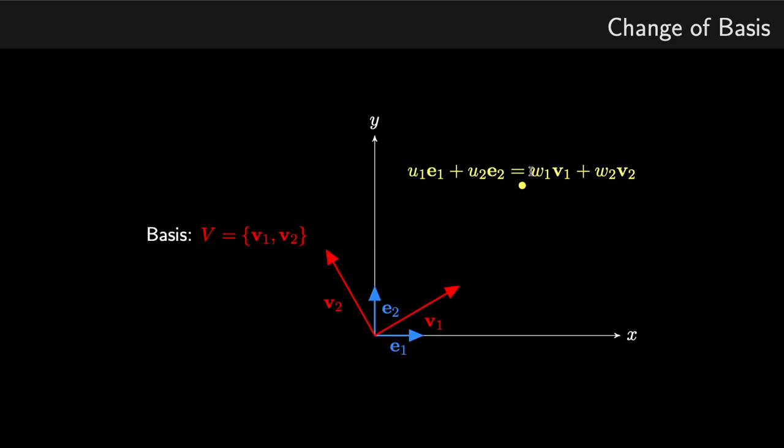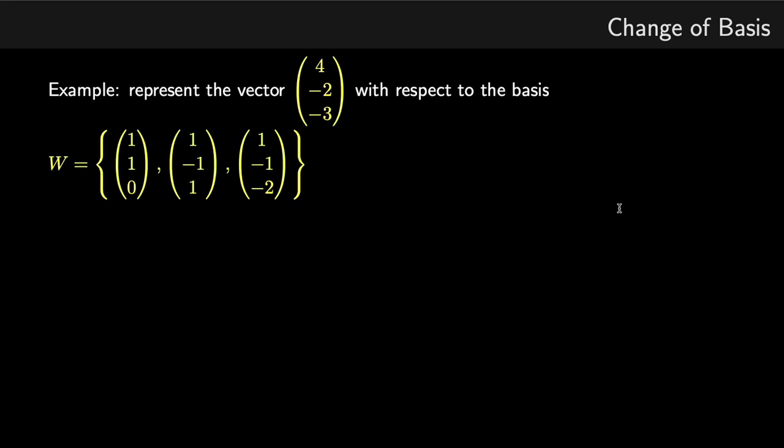Okay, so you can see the left hand side of this equation is represented with respect to the standard basis E1 and E2, and the right hand side is the same point represented with respect to V1 and V2. So a change of basis is how we go, for example, from the standard basis to a different basis. I'm going to show you by example.